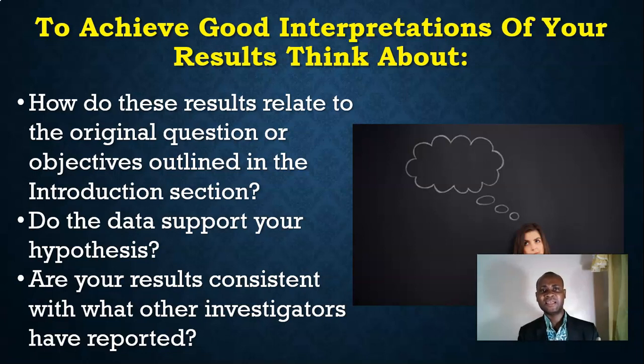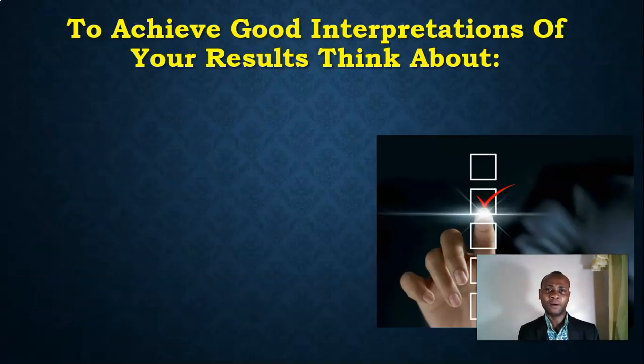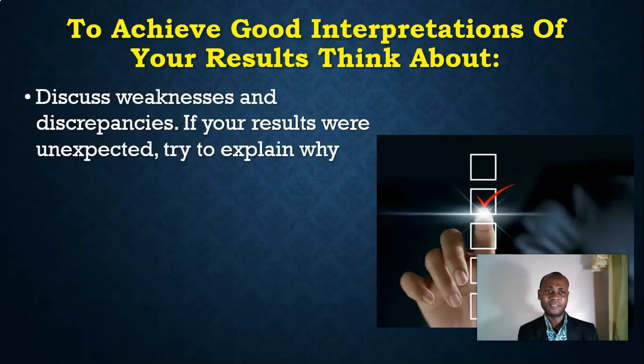Okay, like I was saying a while ago, you have to get what other investigators or researchers have found. They should either be in agreement or disagreement with your findings, and you have to indicate what other investigators have reported, whether their findings are consistent with your findings or they contradict your findings. You have to also discuss the weaknesses and the discrepancies.